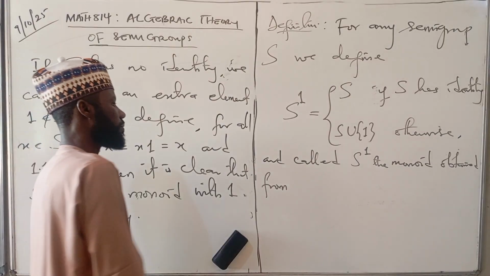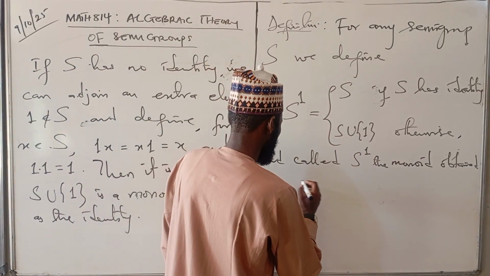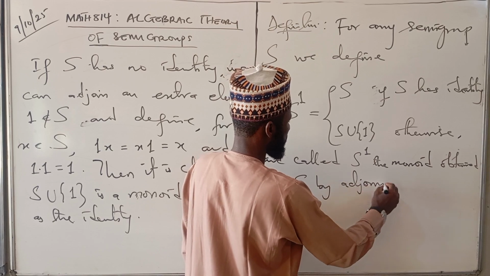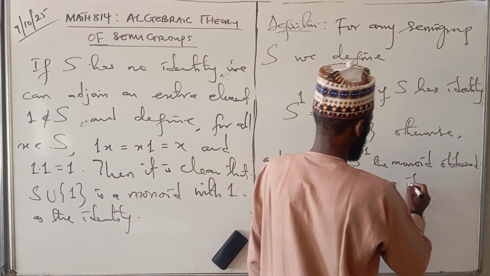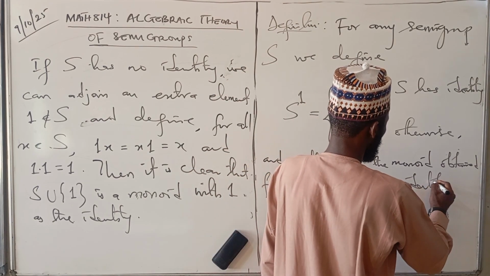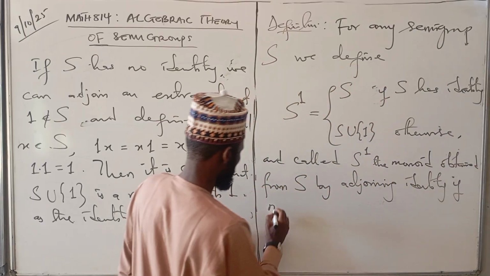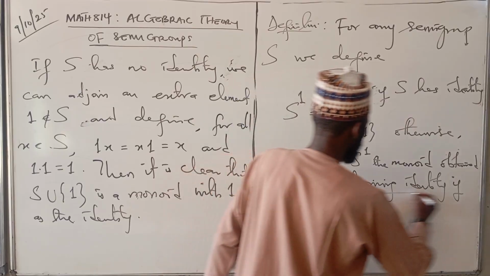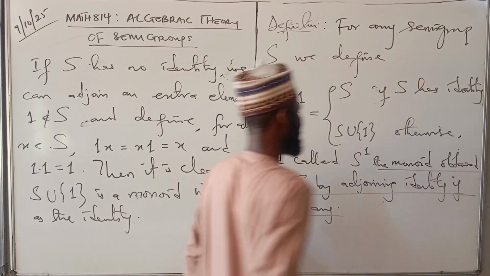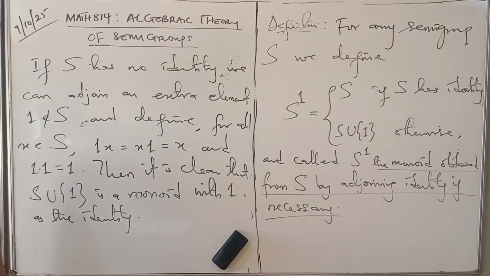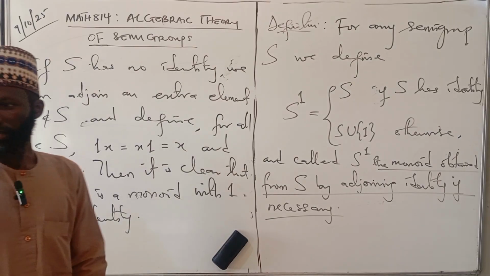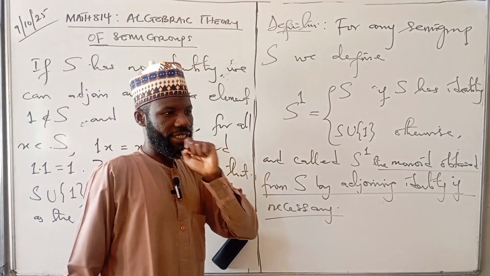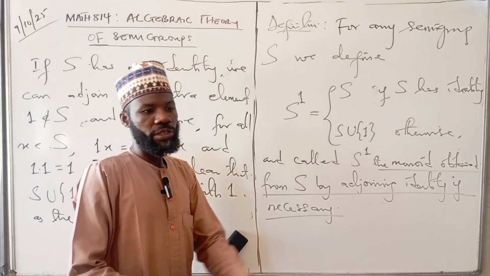The monoid obtained from S by adjoining identity if necessary. It's a very long name. The monoid obtained from S by adjoining identity if necessary. Yeah. So you can always get a semigroup with identity adjoined if necessary from a given semigroup.